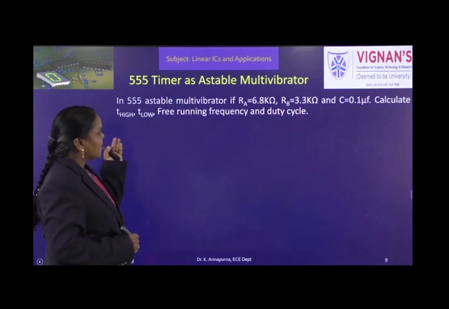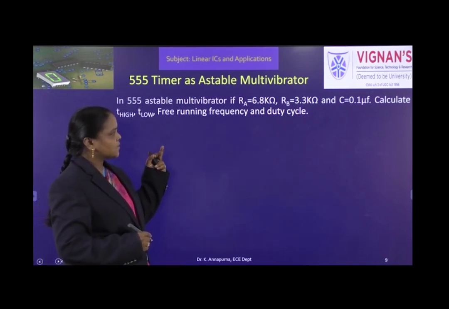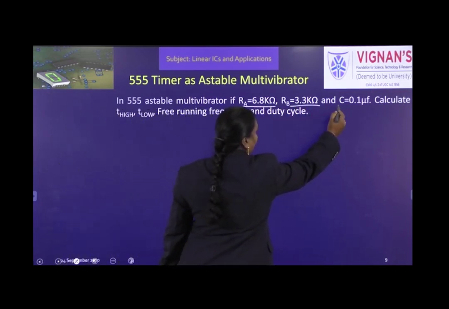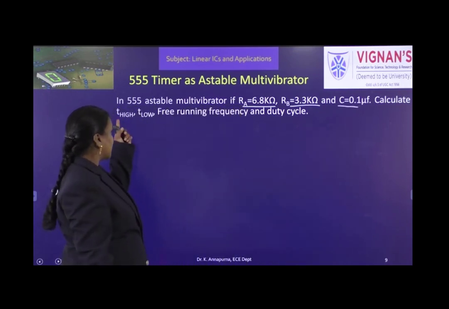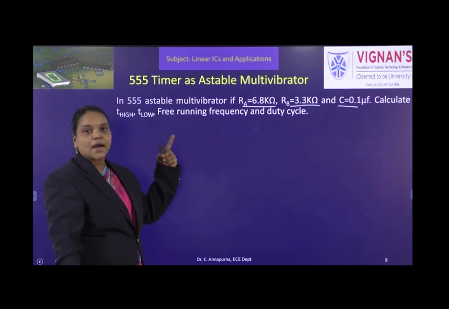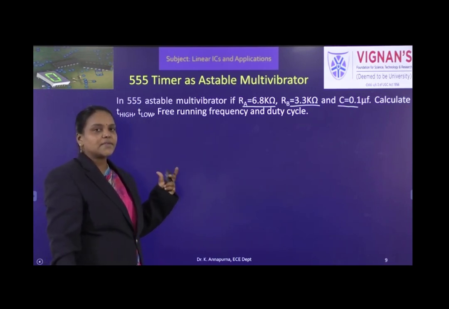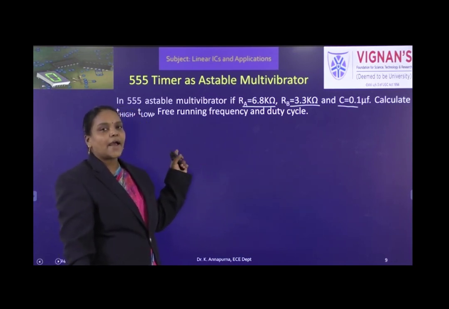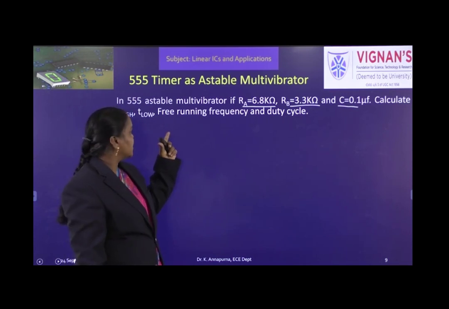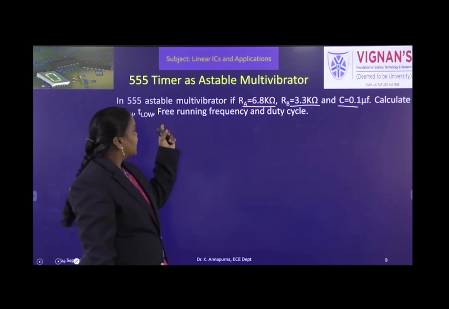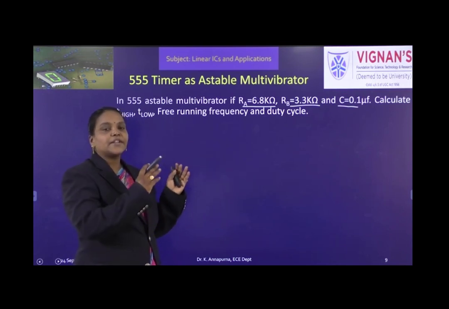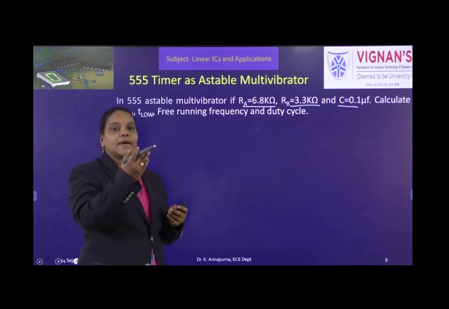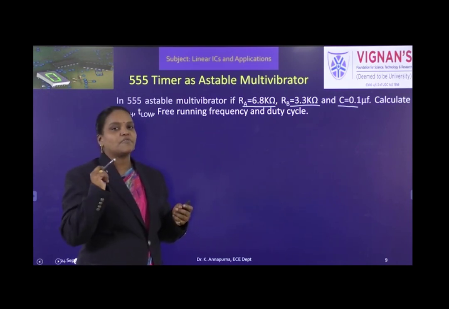In a 555 astable multivibrator, if RA is 6.8 kilo ohms, RB is 3.3 kilo ohms, and C is 0.1 microfarads, calculate T high, T low, free running frequency and duty cycle. Here they have given us the values of RA, RB and C, and we need to find T high, meaning the on period, T low, meaning the off period, and the free running frequency. That means we have to find the total time, and 1 by total time will give us the frequency, and duty cycle means on period by on period plus off period.